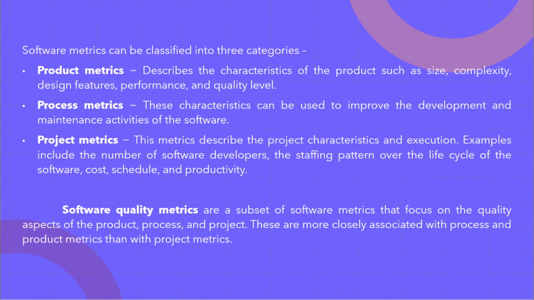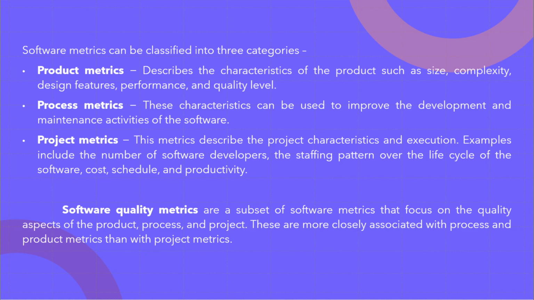Software metrics can be classified into three categories: product metrics, process metrics, and project metrics. Product metrics describe the characteristics of the product such as size, complexity, design, features, performance, and quality level, while process metrics are characteristics that can be used to improve the development and maintenance activities of the software.